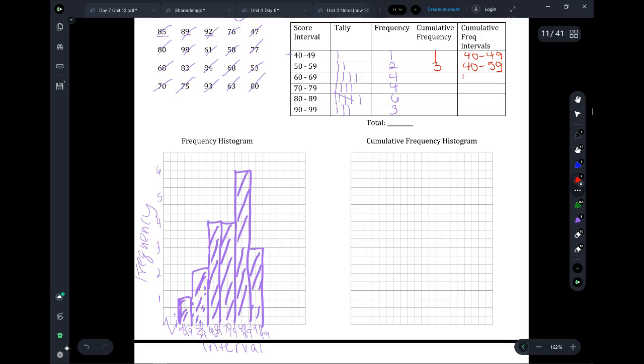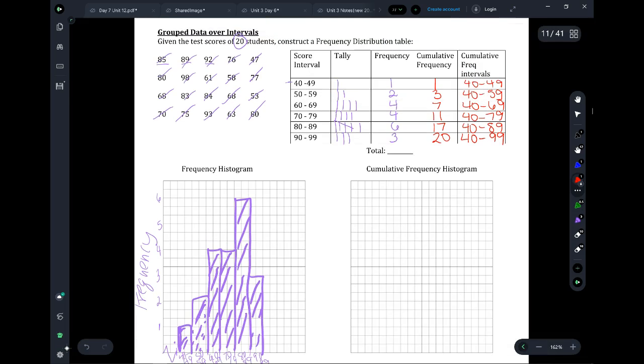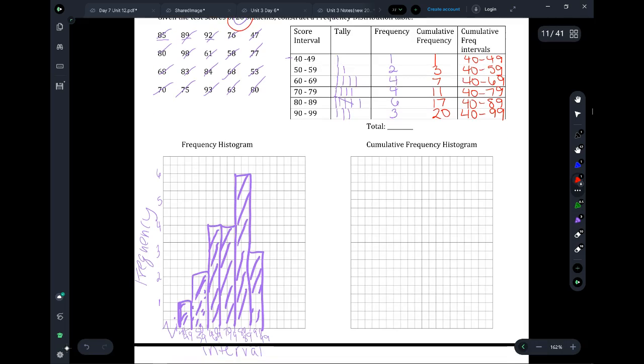And if I go back to the beginning, I go 40 all the way up to 69, then that's going to be 1 plus 2 plus 4, which is going to bring me up to a total of 7. And then 40 to 79, so that's going to add another 4 onto it. 40 to 89, that's going to add 6 onto it, so that brings me up to 17, and I'm almost there. 40 to 99 should represent all of the data, and therefore should be a total of the 20 test scores that we originally were talking about. So in a cumulative frequency histogram, that last interval should have your total.